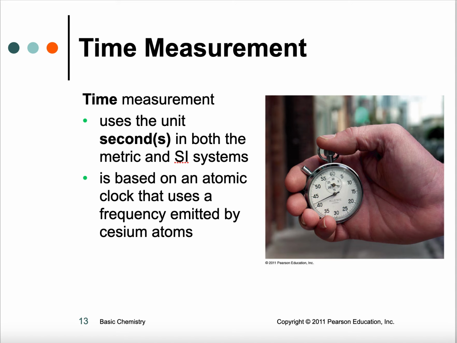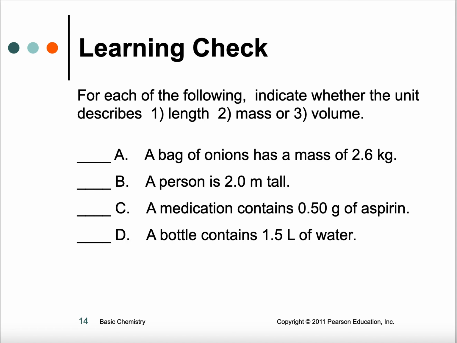So let's do a couple examples. For each of the following, indicate whether the unit describes length, mass, or volume. A bag of onions has a mass. That's obviously mass. A person's 2 meters tall. Tall is measuring a single dimension of length. So that's how high he is. Medication contains 0.5 gram of aspirin. That's a mass. So a gram is a mass. A bottle contains 1.5 liters of water. That's a volume.